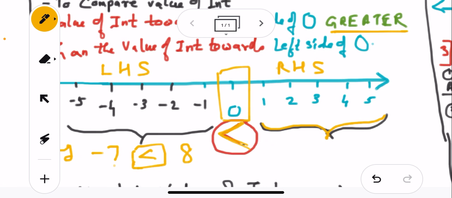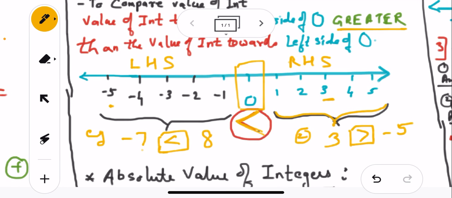One more example, suppose I take 3 and suppose minus 5. Now 3 is on the right hand side, so 3 will be greater. So this way you can write any numbers which are greater or lesser. You can compare the two integers.